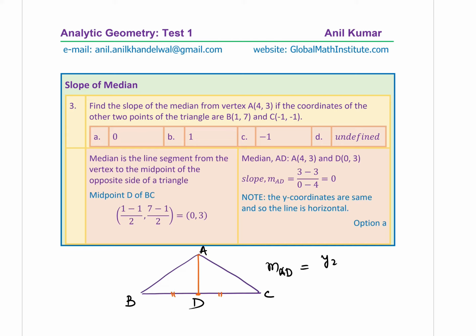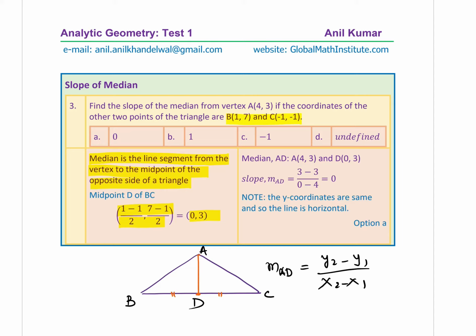And slope, as you know, is y2 minus y1 divided by x2 minus x1. So in this case, the median is the line segment from the vertex to the midpoint of the opposite side of a triangle. So let's find the middle value of B and C. So the midpoint is the average of x values and the average of y values. So when you add 1 and minus 1, you get 0. 7 and minus 1 is 6, divided by 2 is 3.